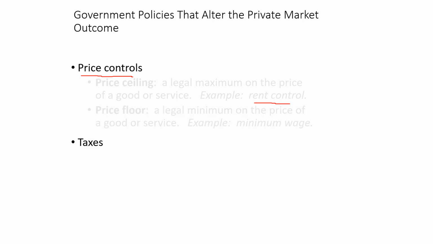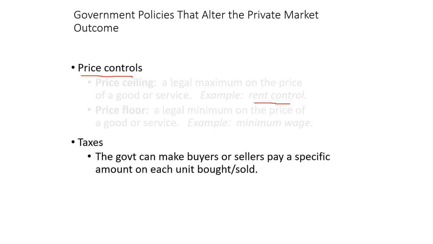And then there is another policy that distorts the market equilibrium, that is taxes. And we will see that a government can make buyers or sellers pay a specific amount of tax on the transactions, and that amount of tax can modify the market price and the market quantity sold. So we'll see how the changes occur, and who will be impacted more from this policy.